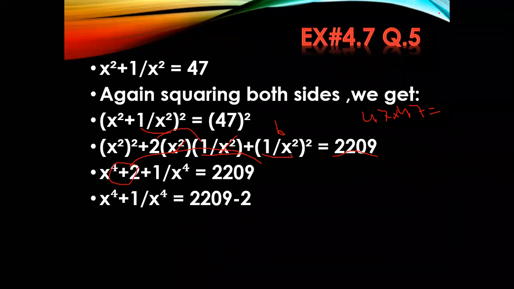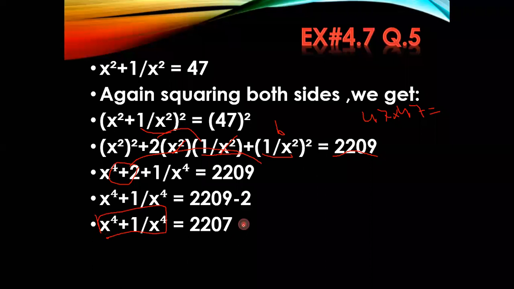So what will it become, the answer will be what? The answer will be this one, 2207. So this is our answer. Now our required value is x4 plus 1 upon x4. So simply x4 plus 1 upon x4 is equals to 2207, and now we will say that this is our answer. Simple. Is it easy or is it interesting? Easy or interesting?